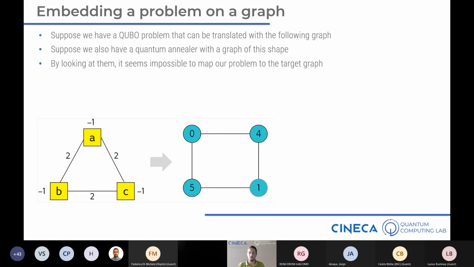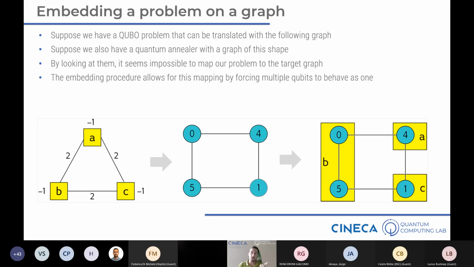One way is to force some qubits to act like one. This is the reason why some variable, or logical qubit, has to be represented by several qubits. A logical qubit is always a binary variable that exists only on paper. Some logical qubits have to be translated into different qubits. This is the case when I'm using only 2 qubits, but we will see that sometimes we have to use a lot more qubits.